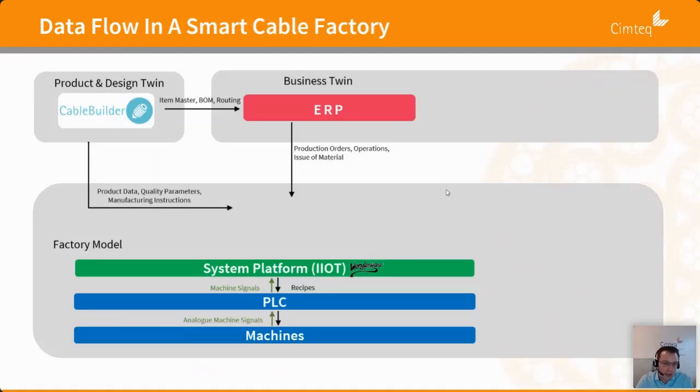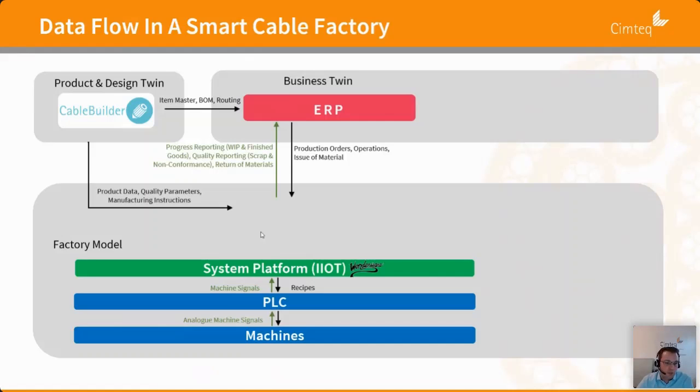Now, when you want to make a cable, the BOM on the production order isn't always enough. You also need product information, manufacturing instructions, quality parameters, your tolerances, your recipes available on the shop floor, and that can come from the design team, from Cable Builder as well. Sometimes that route doesn't go this way directly into the shop floor, but sometimes it goes via the ERP. That's fine. There's many ways of doing it. That's not the point here.